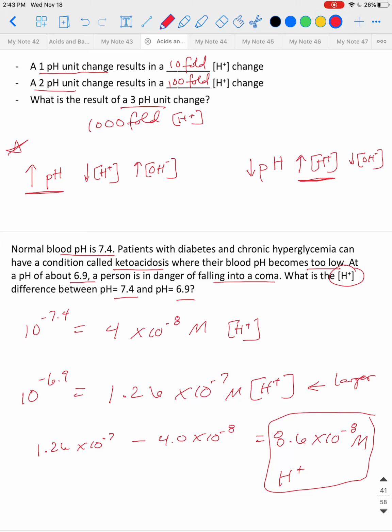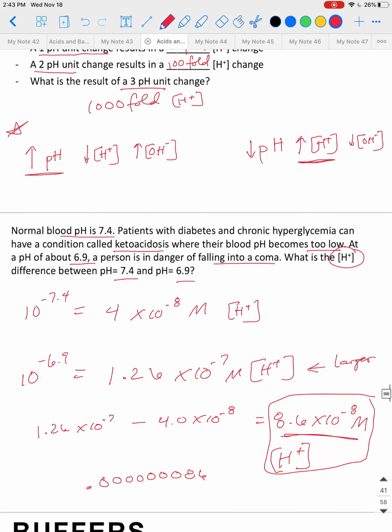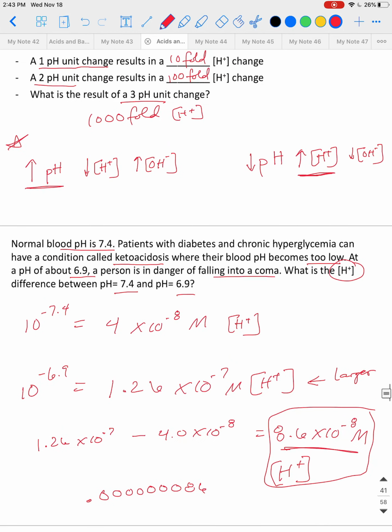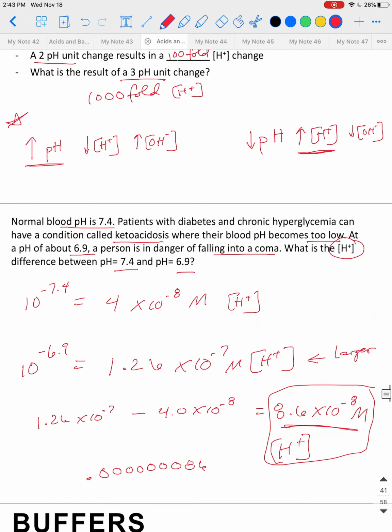If we simply change the number of hydrogen ions in our blood by this amount, that is 0.000000086, I think that's right, then we could fall into a coma. So our bodies have to be very good at regulating our pH, and they are, thank goodness. And so anyways, that's it for pH. We're going to pick up with buffers tomorrow.